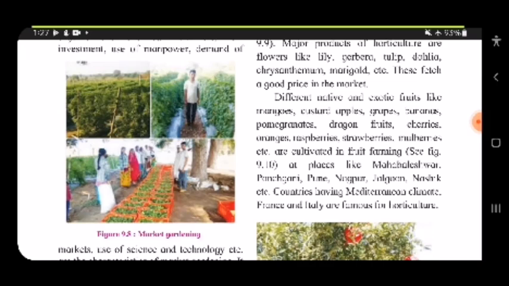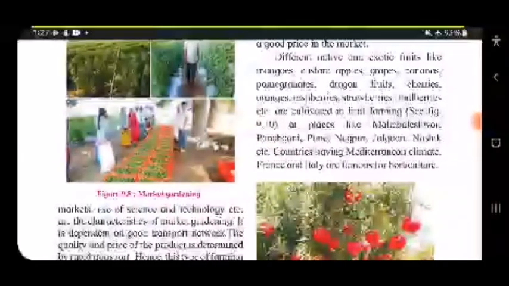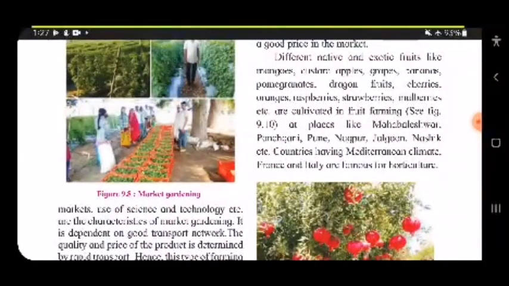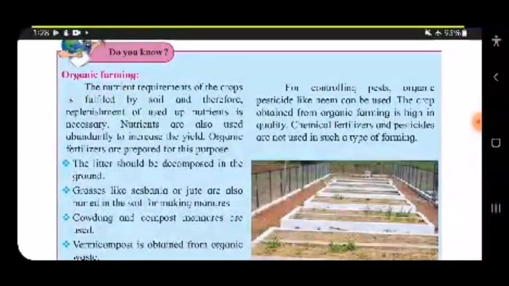At places like Mahabaleshwar, Panchgani, Pune, Nagpur, Jalgaon, Nasik, etc. Now we also know that fruits don't grow in one state only. They grow in different places depending on the climate. Countries having a Mediterranean climate, France and Italy, are famous for horticulture. Let us move on to the next, that is organic farming.